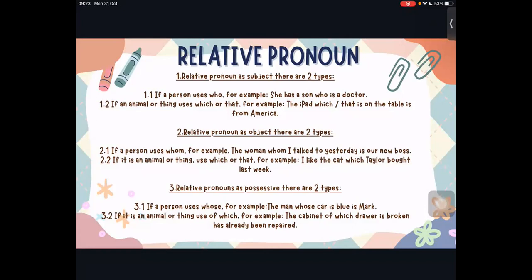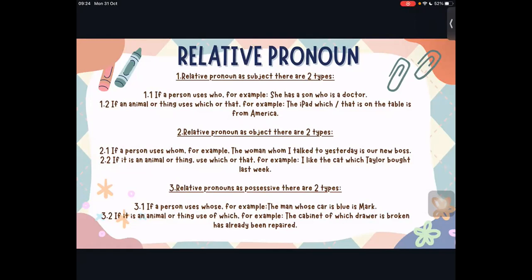Second, for a relative pronoun as an object, there are two types. First, if it is a person, use whom, for example, the woman whom I talked to yesterday is our new boss. Second, if it is an animal or thing, use which or that, for example, I like the cat which Taylor bought yesterday.